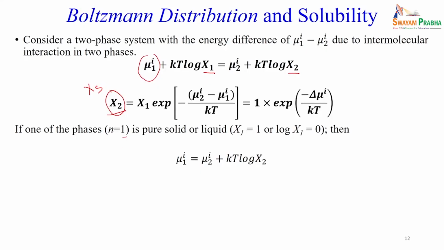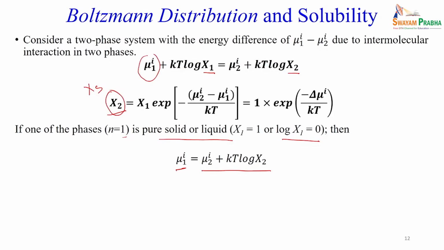Now, let us say if you are talking about one phase, it is a pure solid or liquid. So, x1 will be 1, and log of 1 is 0. So, it will be mu 1 is equal to mu 2 plus kT log x2. In this way, if the interaction potential and delta mu are known to us, we should be able to calculate the solubility. If you remember the last lecture, we already derived this based on the interaction energy, and we calculated the solubility of NaCl.